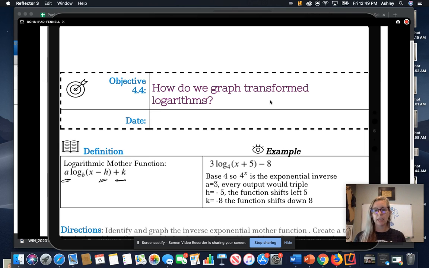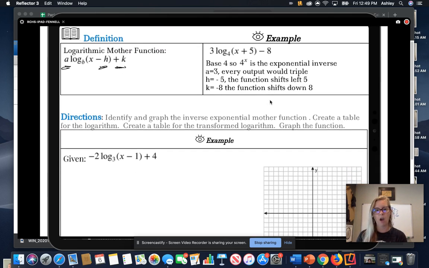So if we have 3 times log base 4 of x plus 5 minus 8, we know that our most basic exponential function for that would be 4 to the power of x. That base stays the same. So we're going to use the inverse of that to get our most basic logarithmic function. Then we have an a value that we are going to apply. Every output will triple. Next, we're going to apply our h and our k transformations, and then we're going to have our new graph. All right.